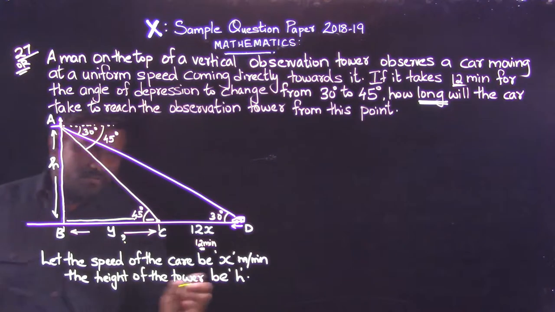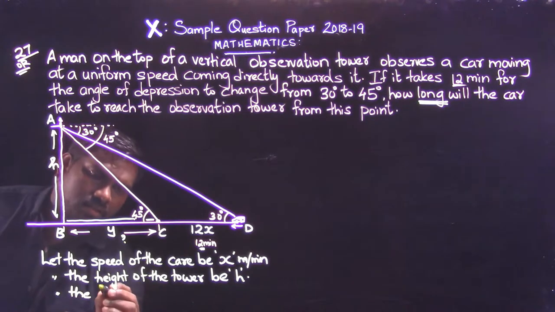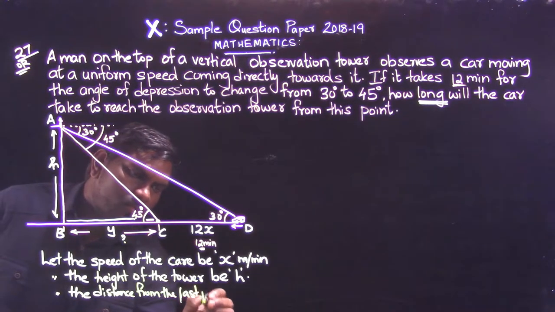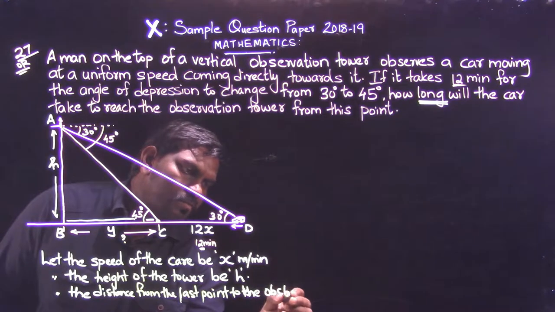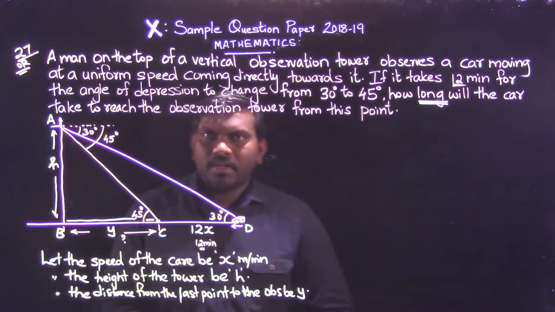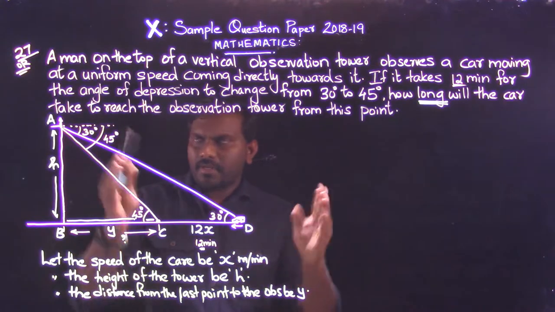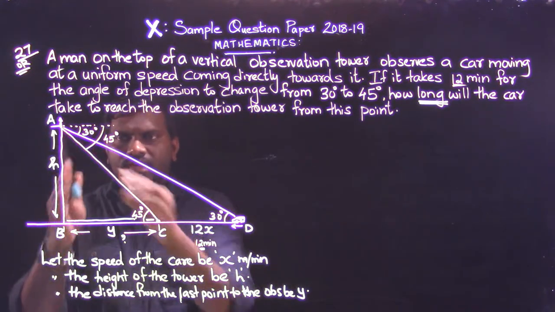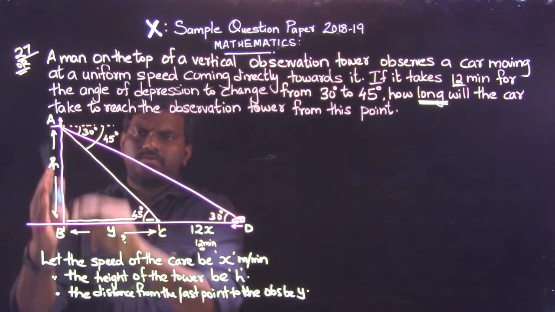Now, if you want, you can write: let the distance from the last point to the observer be y. Now for some relatively important things over here, dear. Whenever I have a question like this, you understand it, draw the diagram, then it is very, very easy. Here you already know that there are two triangles, one right triangle, and then you have two here.